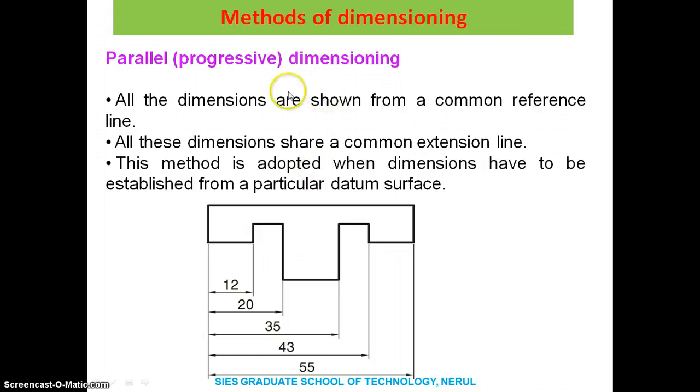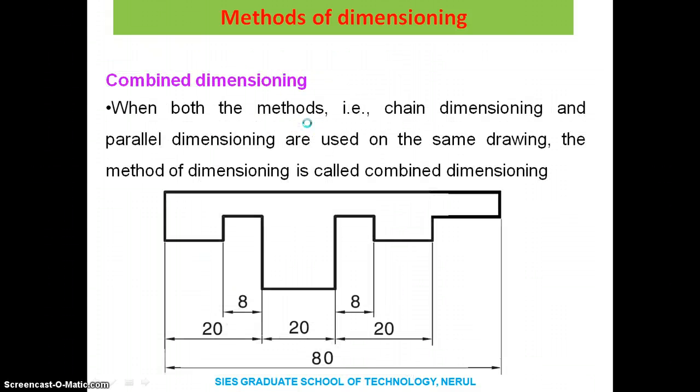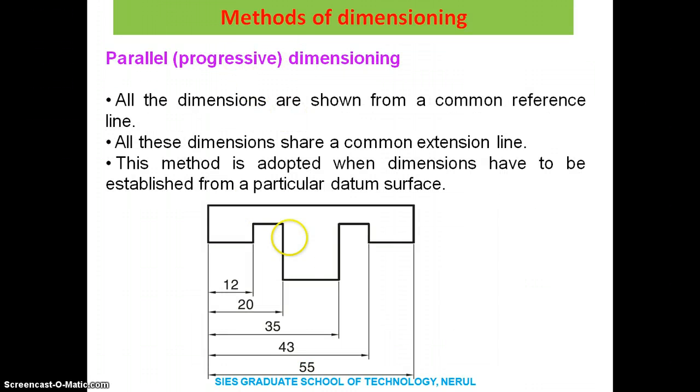We follow three methods of dimensioning: parallel dimensioning, chain dimensioning and combined dimensioning. In parallel or progressive dimensioning, all the dimensions are shown from a common reference line. Suppose this is the reference line which is considered here, so all the outlines are dimensioned with respect to this line. All these dimensions share a common extension line, and another extension line will be as per the dimension. So this 12, 20, 35, 43, 55 are all dimensions which are with reference to this line.